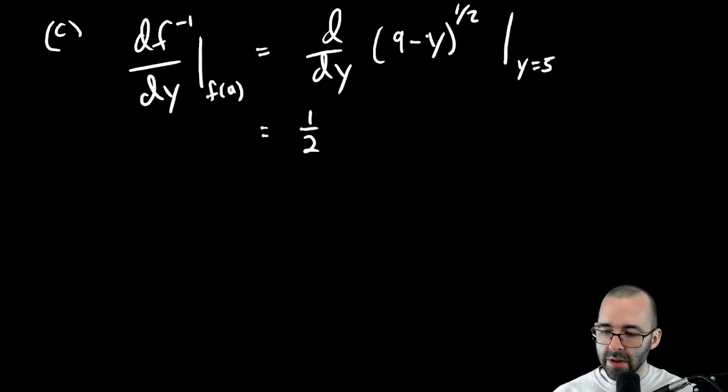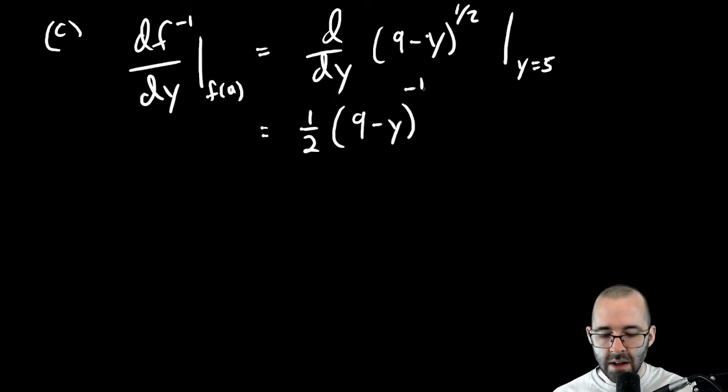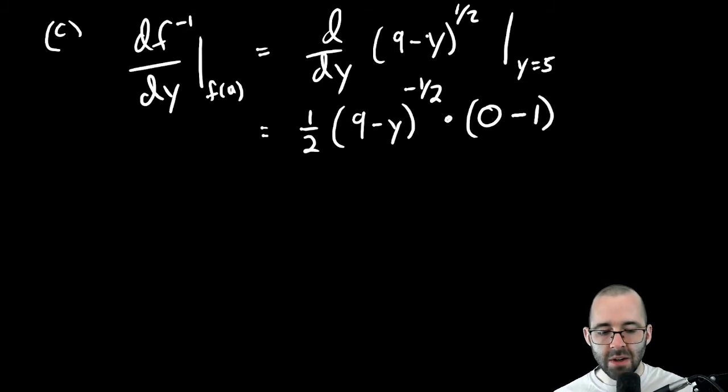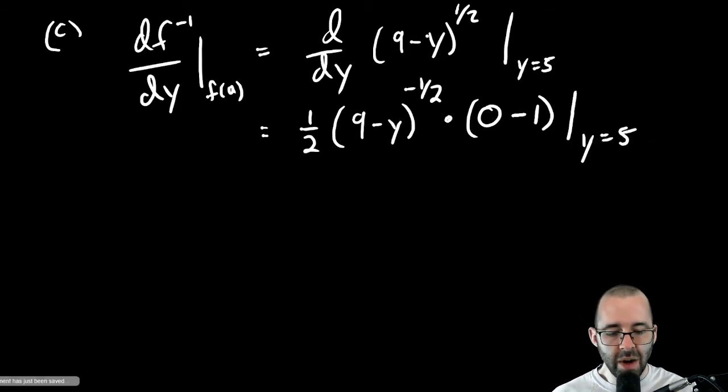Bring down the exponent. Leave the inside the same. Subtract 1 from the exponent. 1/2 minus 1 is -1/2. Multiply by the derivative of the inside function. What's the derivative of this inside function? Derivative of 9 is 0. Derivative of minus y with respect to y is -1. And again, once we're all done, we'll evaluate when y equals 5.